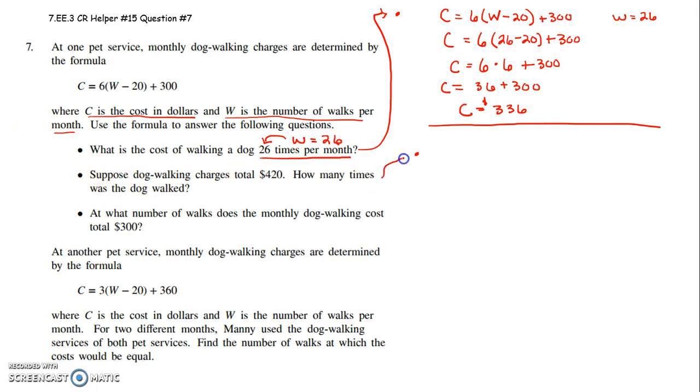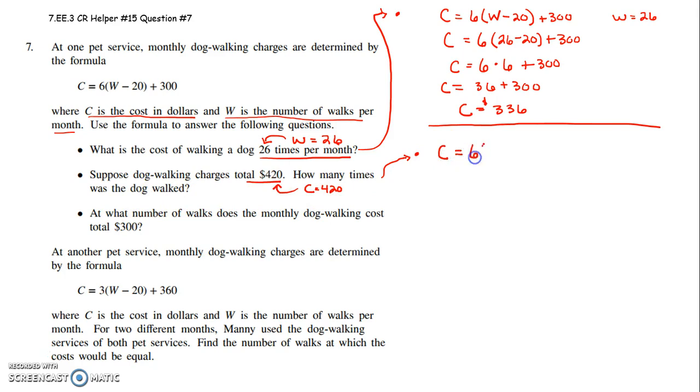All right, let's look at the second bullet point. Suppose dog walking charges total $420. How many times was the dog walked? So now they're giving us the total charge, C. So now they're telling us C is $420, and they want you to find W, how many times the dog was walked. So we go back to our original equation.